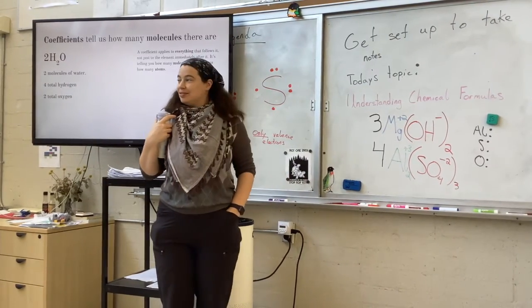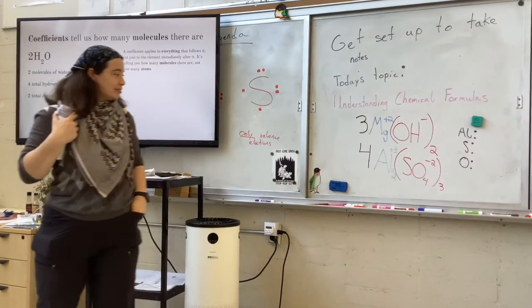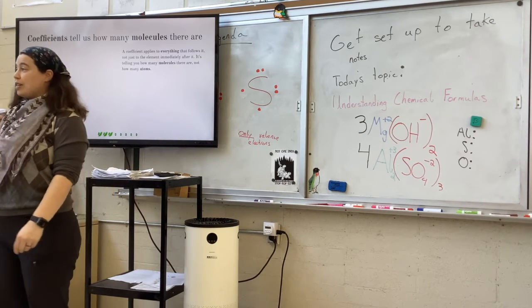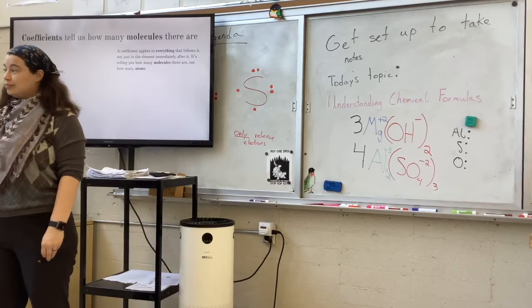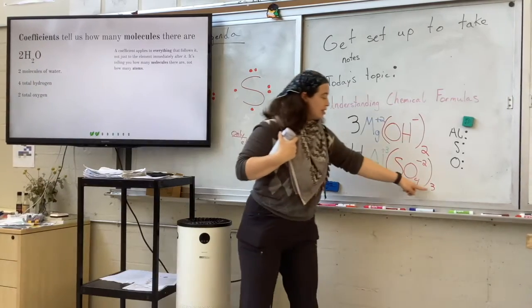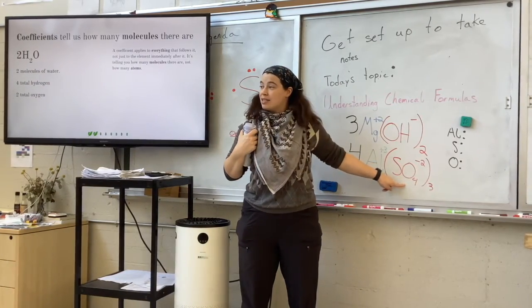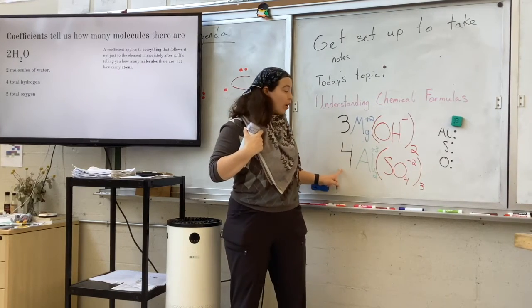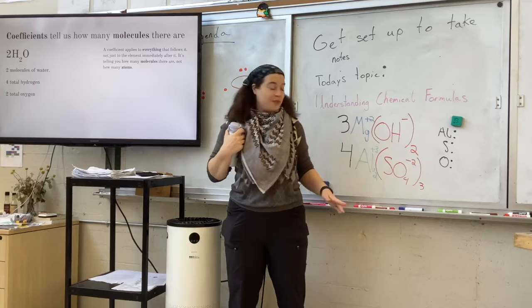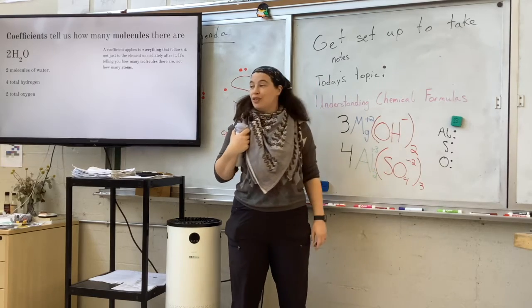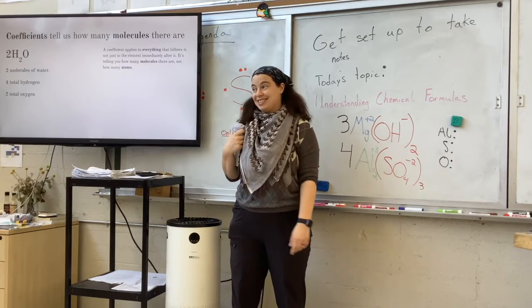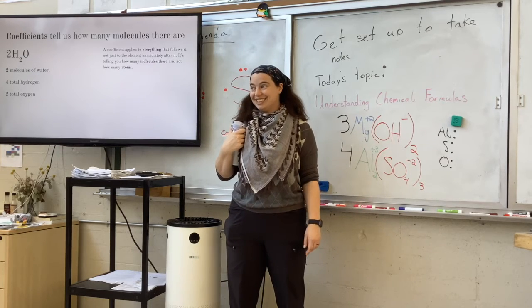Wait, and then is the 4 also... The 4 is how many aluminum sulfate molecules there are. So there's 3 sulfate ions in a molecule of aluminum sulfate, but we have a total of 4 molecules, each of which contains 3 sulfates, and each sulfate contains a single sulfur and 4 oxygens.